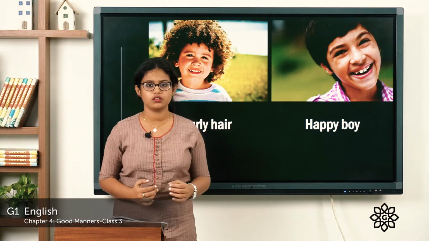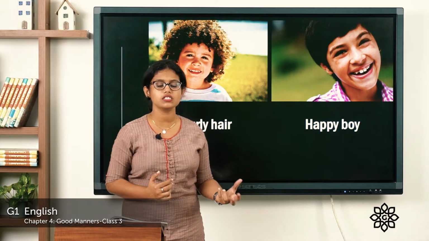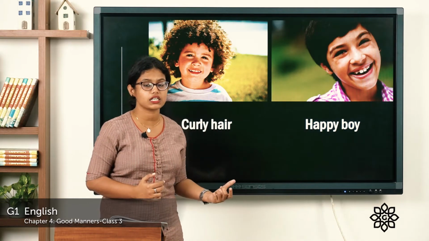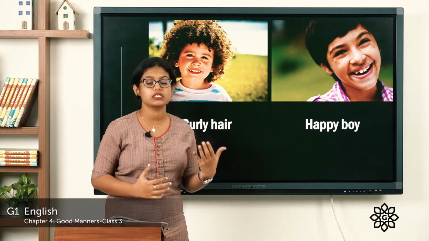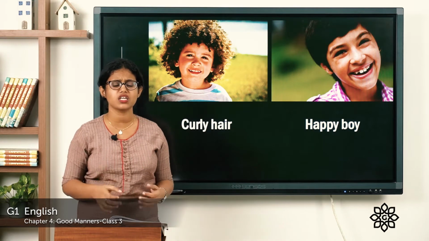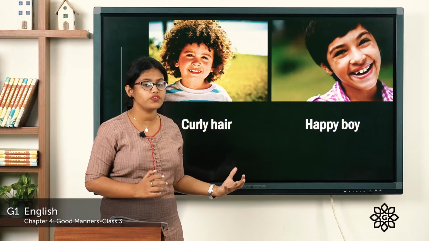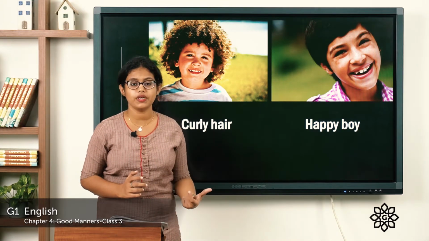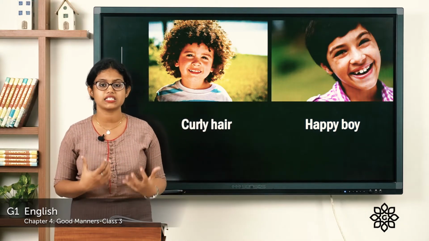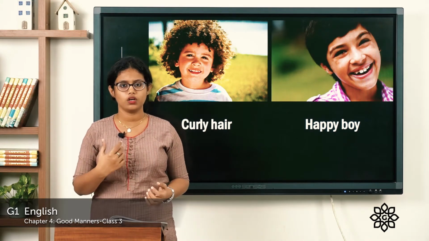Coming to the next one. Happy boy. The naming word here is boy. Boy is the name of a person. The word happy describes the feeling of the boy. Happy, sad, angry, all these are feelings. So happy is the describing word. So what is a describing word? A word that tells more about a naming word is called a describing word.